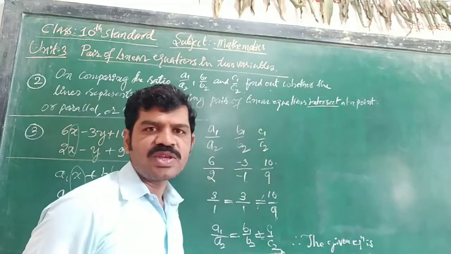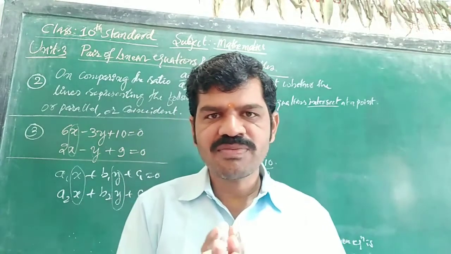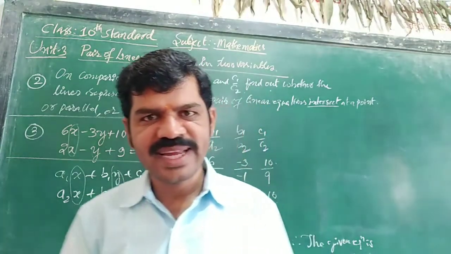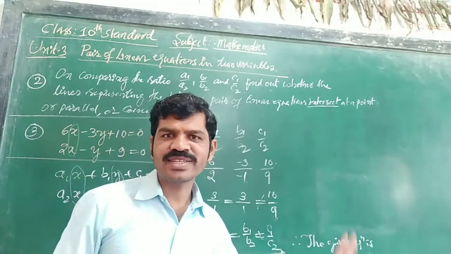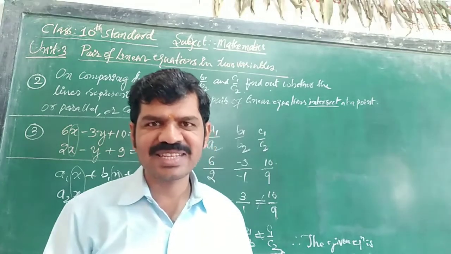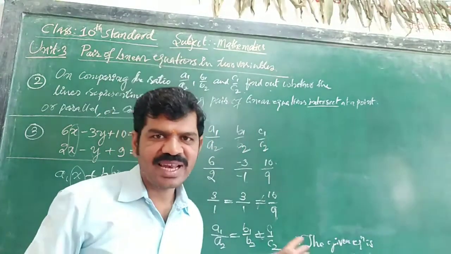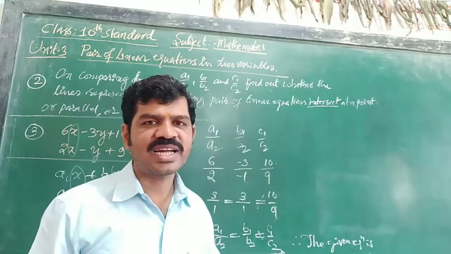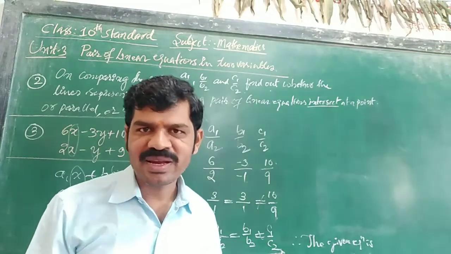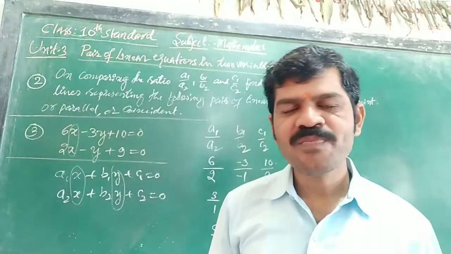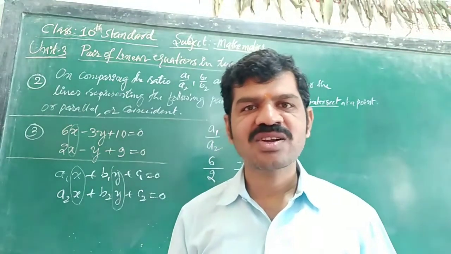Okay? If we draw by extracting x and y values on the graph, we can see that the two lines will be parallel lines. Obviously, without drawing the graph, just by extracting the coefficients of x and y and the constants, we have concluded that the given equation is a parallel pair of linear equations. This is how we have to find out without seeing any lines or graph.